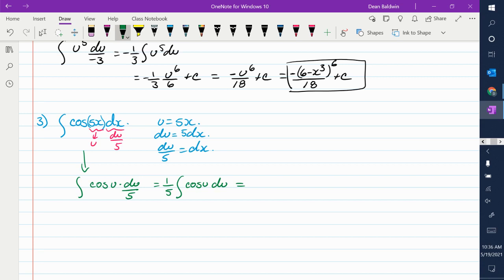What's the antiderivative of cosine u? Just sine of u, right? Because the derivative of sine is cosine. All right, so it's 1/5 sine of u. What was u? 5x, so it's 1/5 sine of 5x. Remember to tack on your plus c, and you're done.